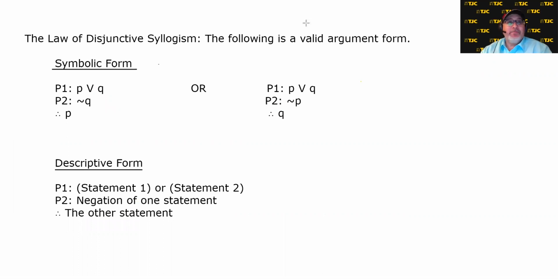So to summarize, the law of disjunctive syllogism says the following is a valid argument form. There are two versions of the symbolic. Premise one is P or Q. Premise two is the negation of Q. The conclusion is P. Or premise one is P or Q. Premise two is the negation of P. The conclusion is Q. But together they say the same thing. Our first premise is a disjunction of two statements. Our second premise is the negation of one of them. Our conclusion is the other statement.